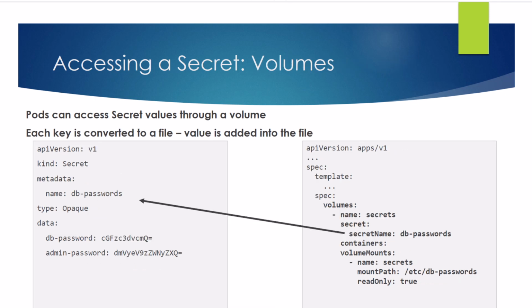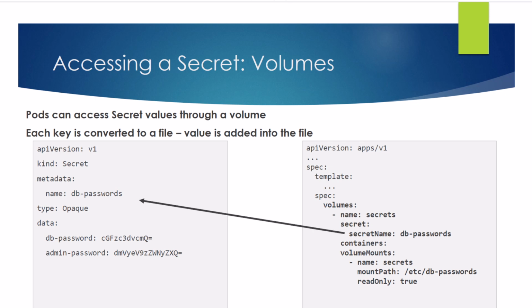Now if you would prefer to use volumes, you can do that as well, and just like with config maps, each key is going to be converted into a file. The property name or key name becomes the file name, and the value becomes the contents of the file. So you'll notice that we have volumes here configured and we have secrets.